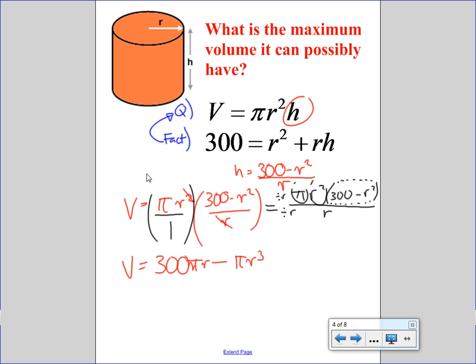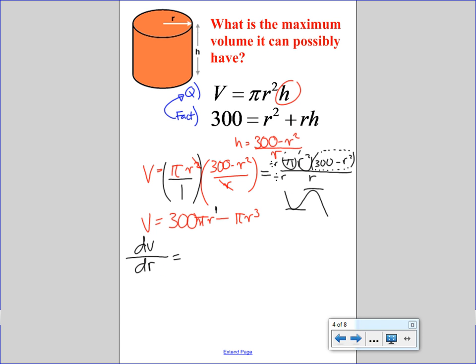And the reason we wanted to do that was that we were going to do our normal thing where we say maximums and minimums, turning points, that's where the derivative is naught. So we're going to differentiate this. That's new? Well, it is and it isn't. If we have y equals a function of x, we have dy by dx, so v is a function of r, dv by dr. So the r has a power of 1, that comes down and multiplies by the 300 pi, then decreases to naught. The 3 comes down and then the power decreases to 2.